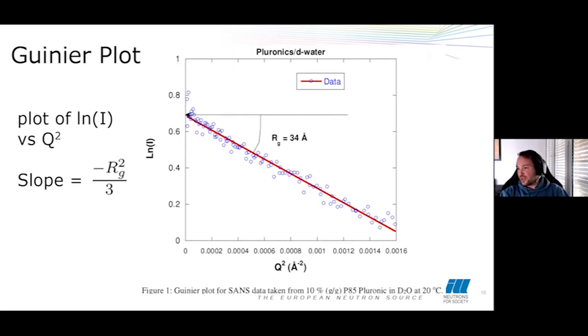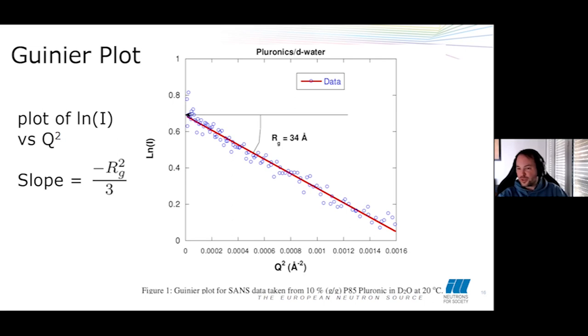On a Guinier plot, which is the log of I over Q squared, we look at very small Q, and we have here P85 Pluronics, which is a tri-block copolymer, in D2O. We look at the slope, which is minus RG squared divided by 2. And we see this gives us an RG of 34 angstroms. Then we need more information to know exactly the size, but here we have the general radius of gyration of our molecules.